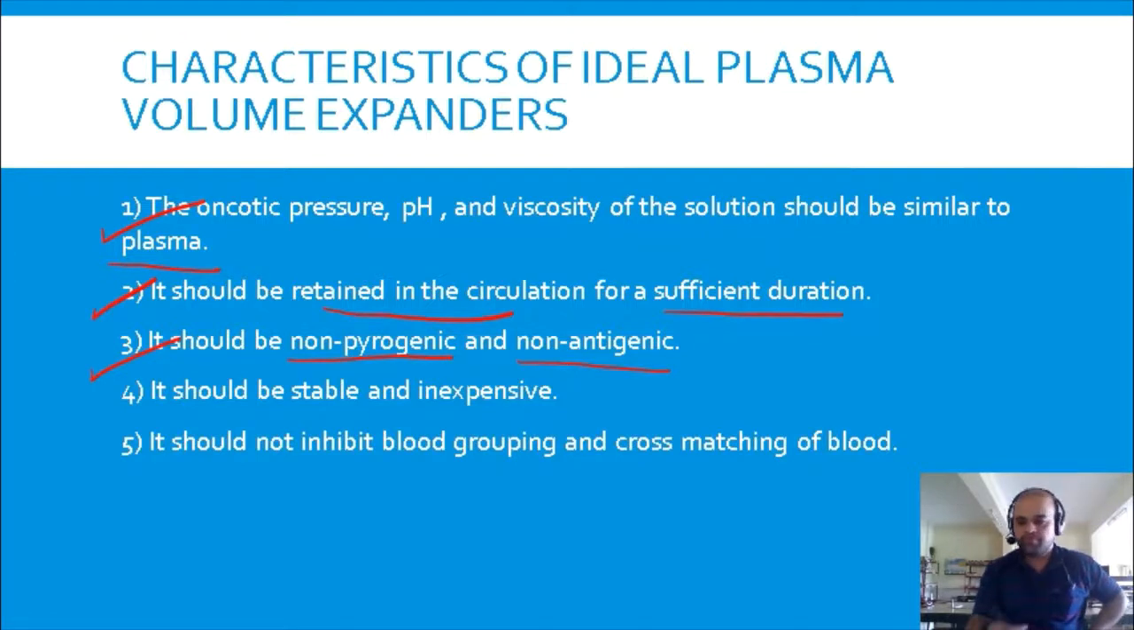Non-pyrogenic means what? When we give this particular plasma volume expander, it should not cause pyrexia, and it should not trigger immune responses. Also, it should be stable and inexpensive. The next characteristic is that it should not inhibit blood grouping and cross matching of the blood. So these are all the ideal characteristics a plasma volume expander should possess.